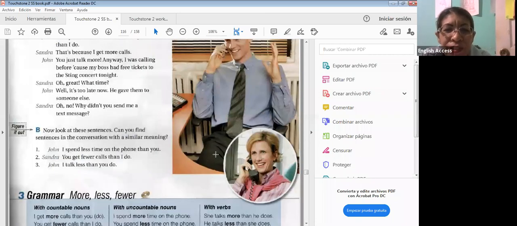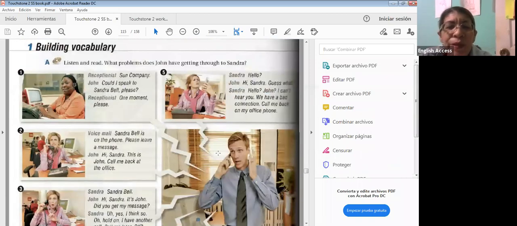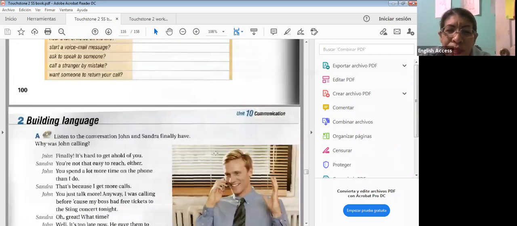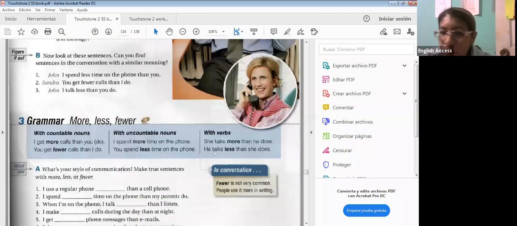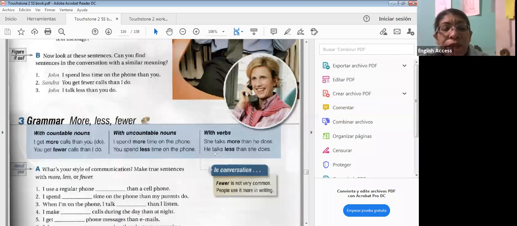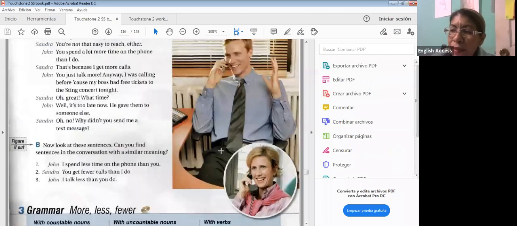Okay, that's it. This is the last exercise of lesson B. It's really short, this lesson. In lesson B, the grammar was about how to use more, less, and fewer. So try to remember for countable nouns, we're going to use more or fewer. And for uncountable nouns and verbs, we're going to use more or less. So I want you to tell me, Luis, what did you learn in this lesson?